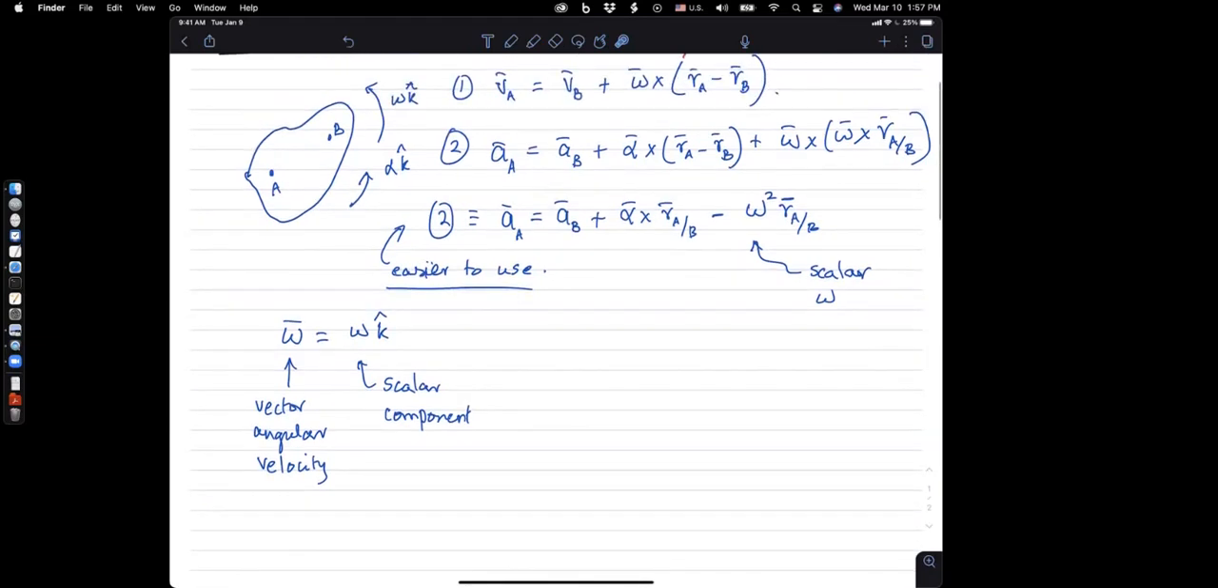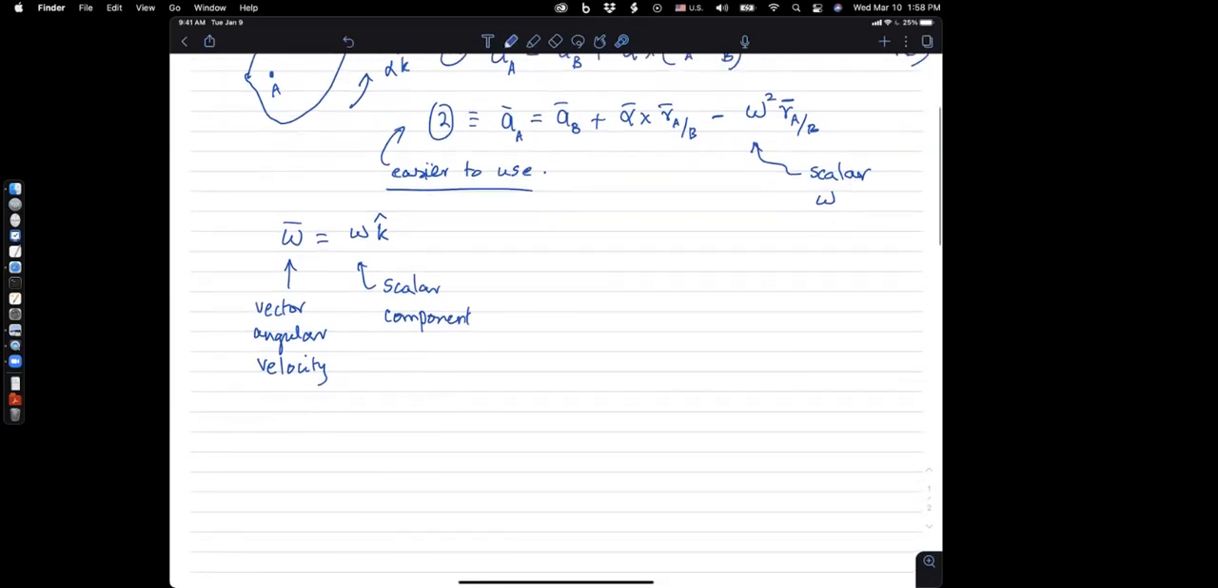This is the way people would write traditionally, but I think the book, as well as we, will use this as well. It doesn't matter which one you want to use. In this case, you want to do a couple of cross products. In this case, you just take the square of whatever number omega is. You can either call it scalar omega, or magnitude of omega. Because you're squaring it, it doesn't matter if omega is positive or negative. You just take the magnitude and square it. That works too.